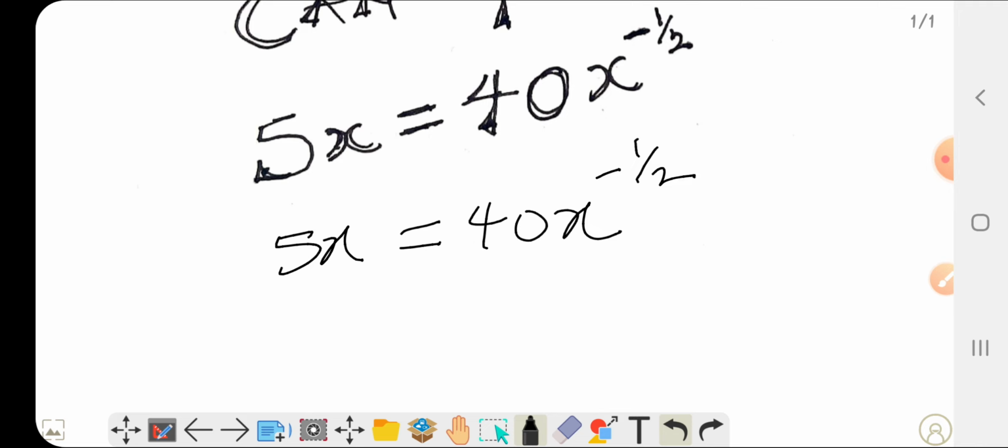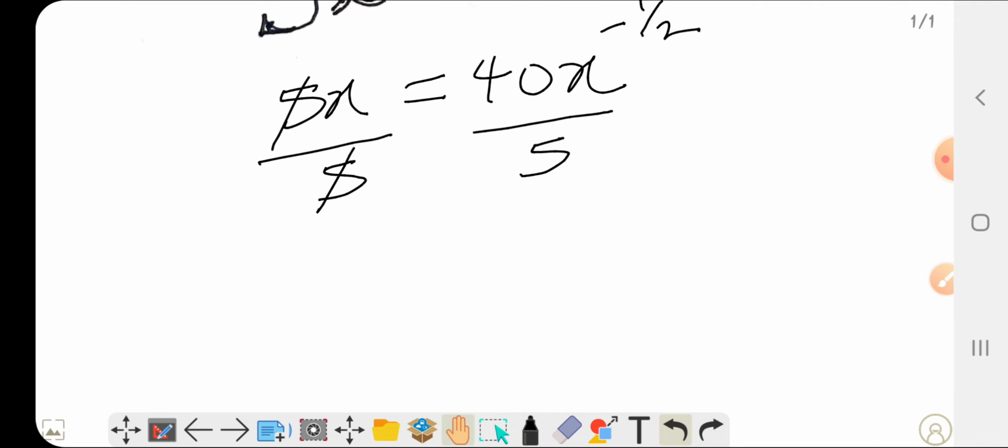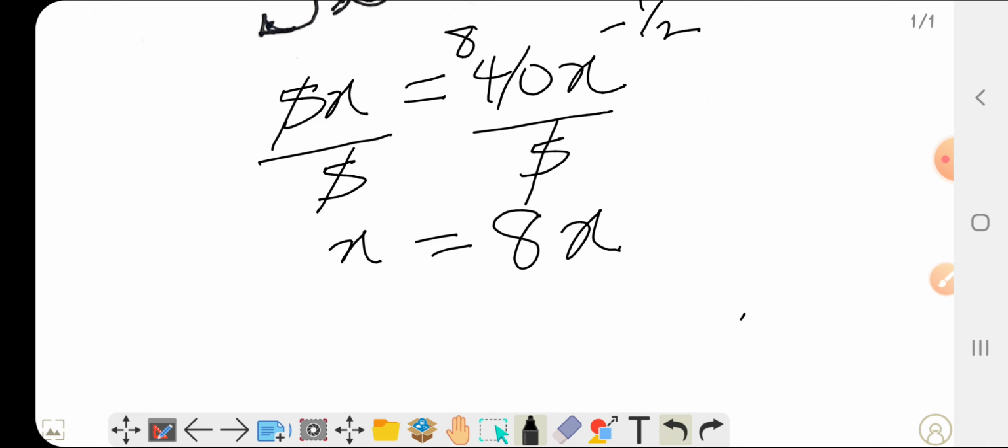We could divide both sides by 5 first of all. So divide both sides by this 5. Divide here by 5. So 5 cancels 5. Then we'll have x equals, then 5 in 40 will give us 8. Then we still have our x raised to the power minus 1 over 2 there waiting for us.